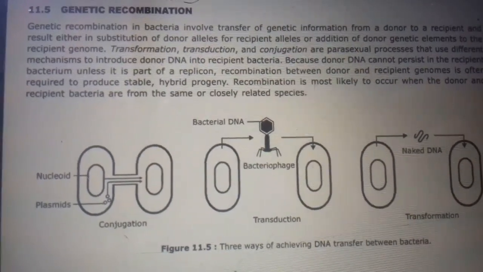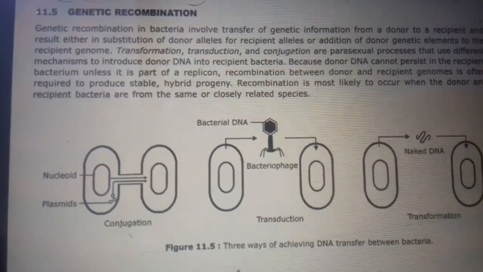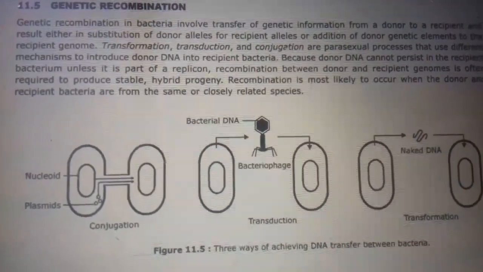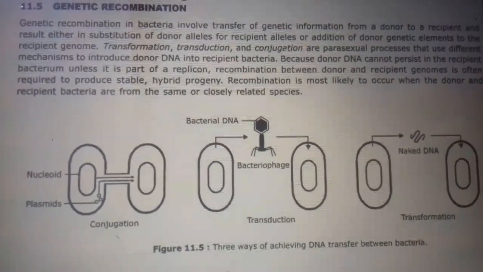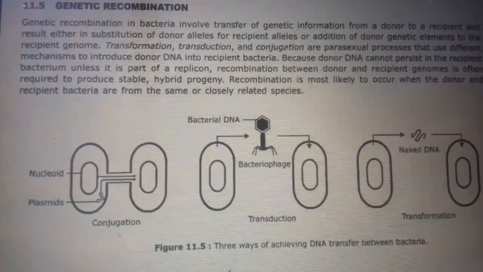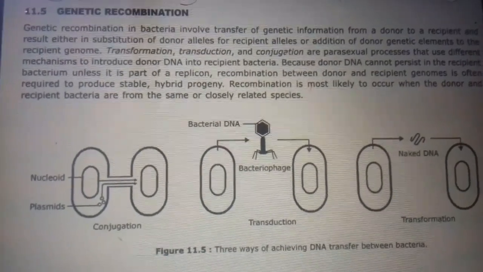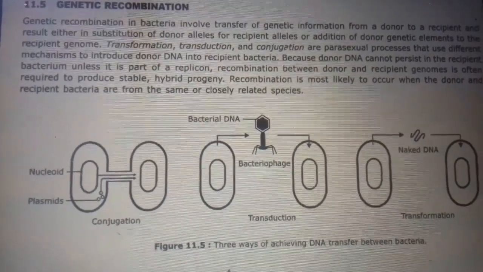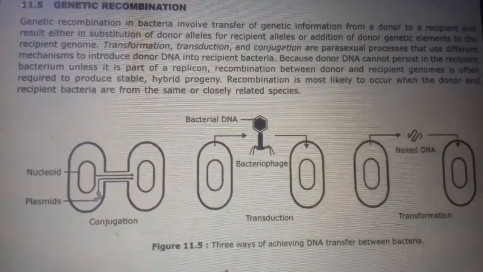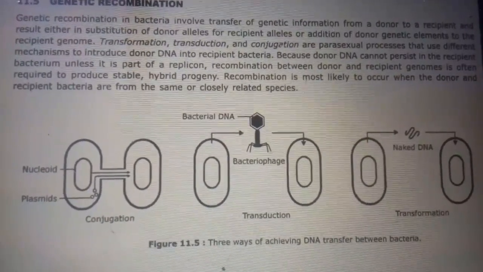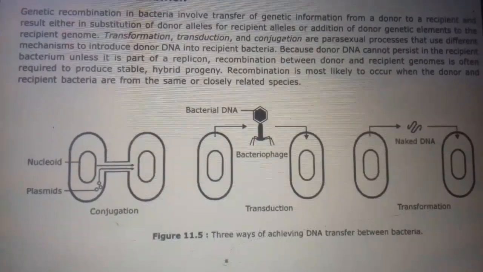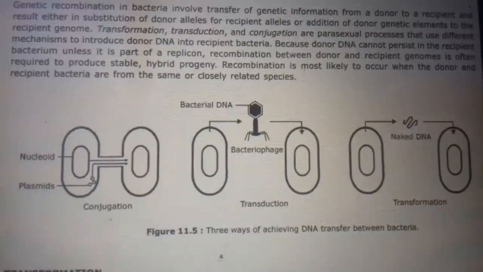Today we will learn about genetic recombination. In bacteria, it involves transfer of genetic information from donor to recipient and results either in substitution of donor's alleles for recipient alleles or addition of donor genetic elements to recipient genome. Transformation, transduction, and conjugation are parasexual processes that use different mechanisms to introduce DNA into recipient bacteria.